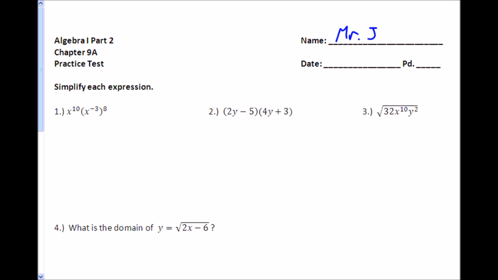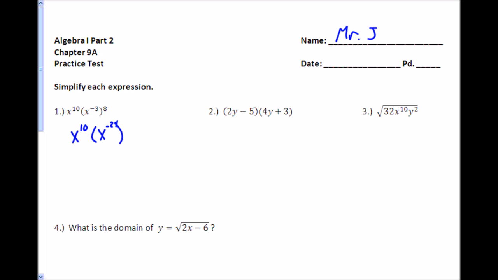If we take a look at these first couple, we just want to simplify the expression. This first one, we're going to simplify using our rules of exponents. And the first thing we have to do is raise this thing to the 8th power. So I'm going to leave the x to the 10th alone for right now. When I raise two things to a power, I multiply the exponents. So that's going to give me an x to the negative 24th.